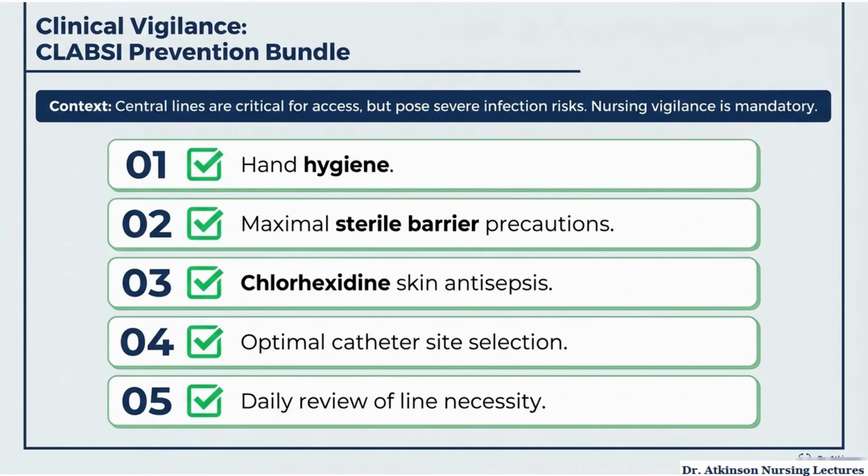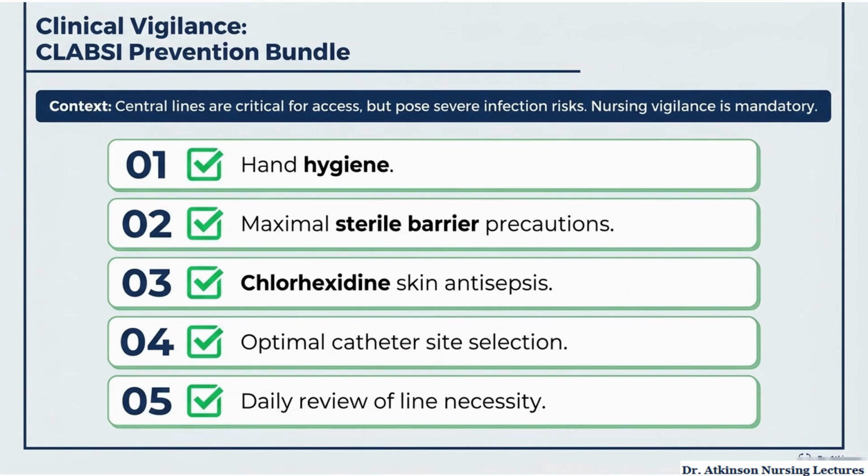Chlorhexidine for skin antisepsis. Optimal catheter site selection. Subclavian preferred over femoral when possible. And daily review of line necessity. The moment a line is no longer needed, it comes out. An unnecessary central line sitting in your patient is a liability, not an asset.